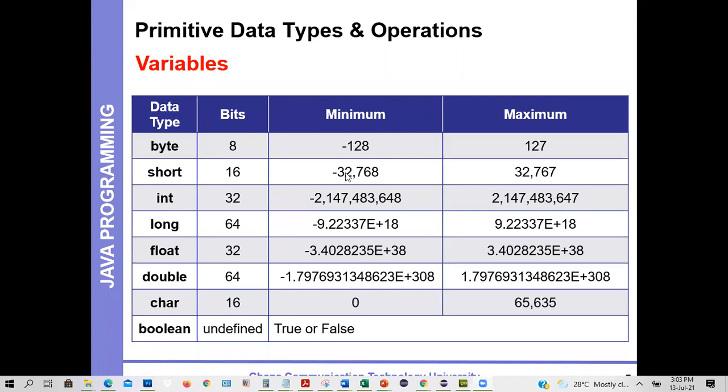Once you are reserving 16 bits for storage, you can store a number up to this magnitude: minus 32,000 all the way up to plus 32,700 and something. If you go to integer, then you are in the billions, minus 2.147 billion and so on. And now if you go to long, we are reaching the exponential points.